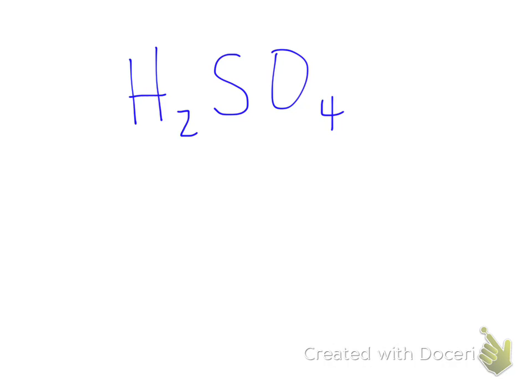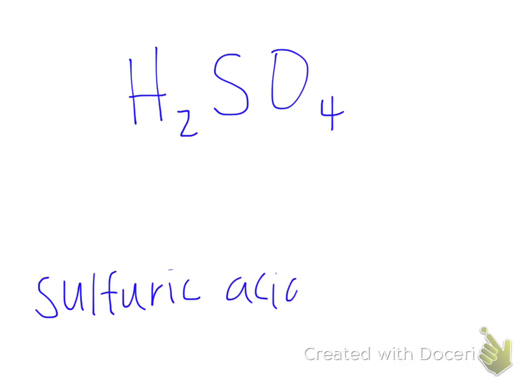First, name this molecule. The H is first. What does that tell us? It's an acid. And then we look at what anion it comes from: sulfate. So that means it's called sulfuric acid. Very good. Now back to our oxidation numbers.